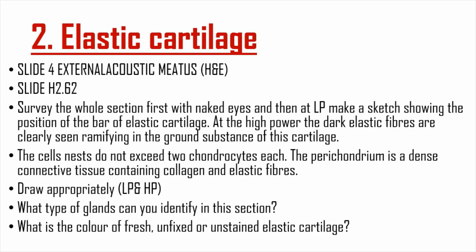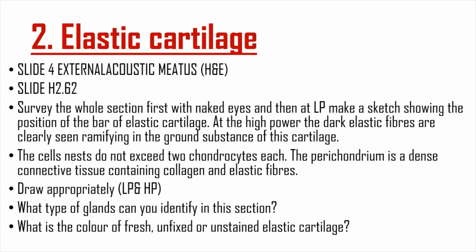The cell nests do not exceed two chondrocytes each. So meaning in the lacunae, there are not more than two chondrocytes. The perichondrium is a dense connective tissue which contains collagen and elastic fibers. So you should draw at low power and high power.